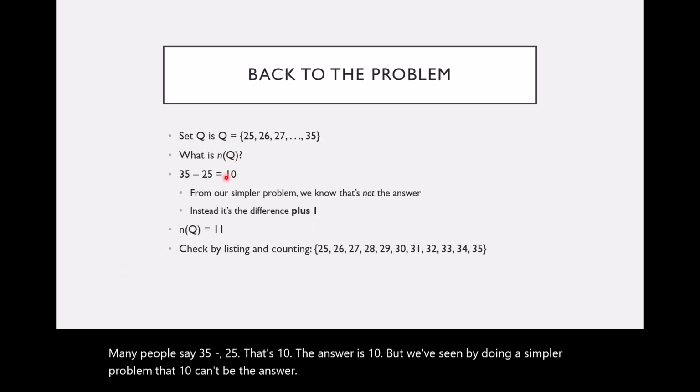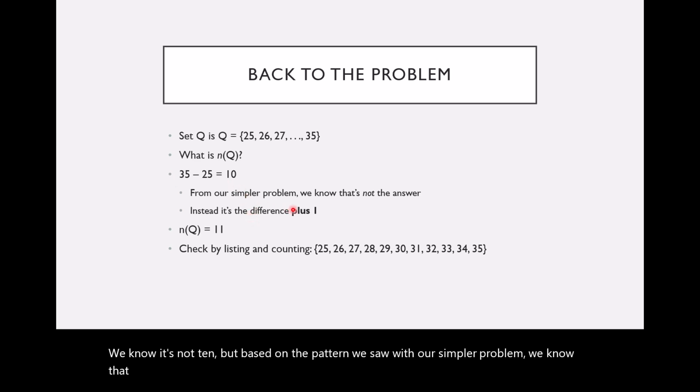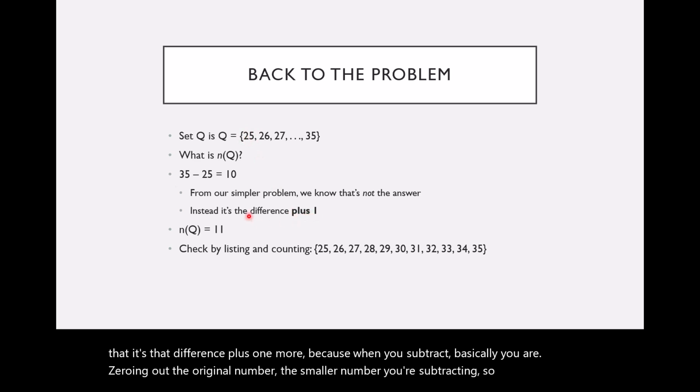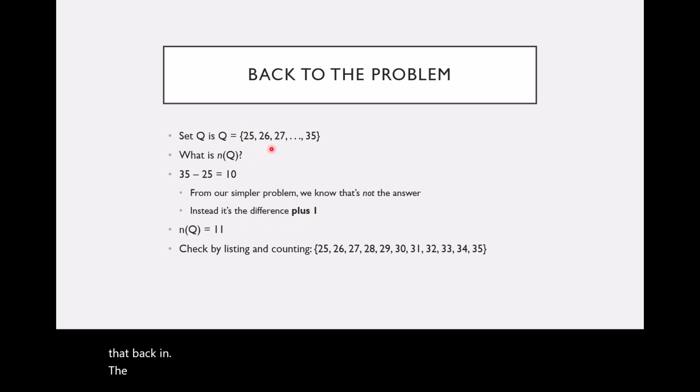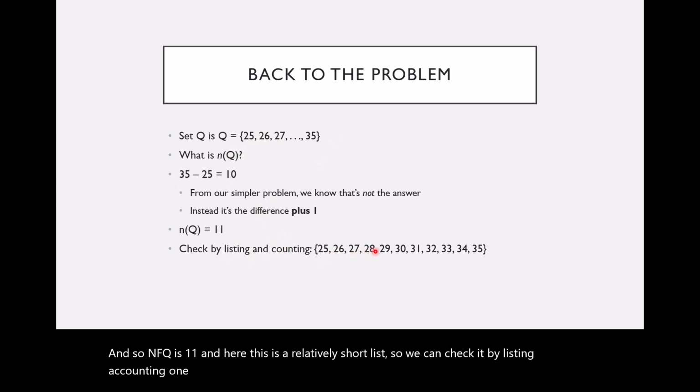So what is n of Q? Well, we know it's not 10, but based on the pattern we saw with our simpler problem, we know that it's that difference plus 1 more. Because when you subtract, basically you are zeroing out the original number, the smaller number you're subtracting. So we want to add that back in, the fact that number exists, not the value of 25. And so n of Q is 11. And here, this is a relatively short list, so we can check it by listing and counting. 1, 2, 3, 4, 5, 6, 7, 8, 9, 10, 11.